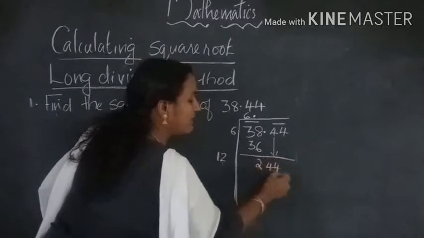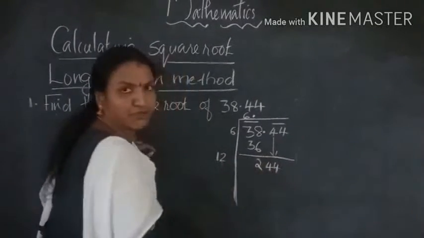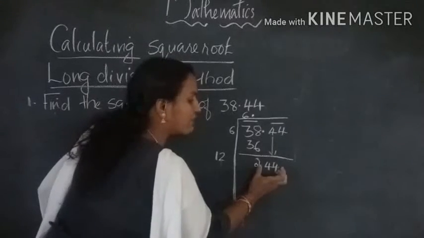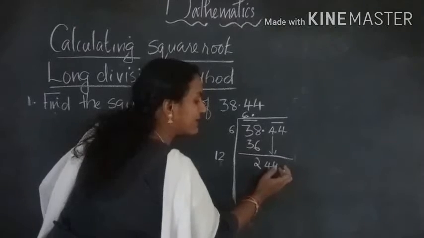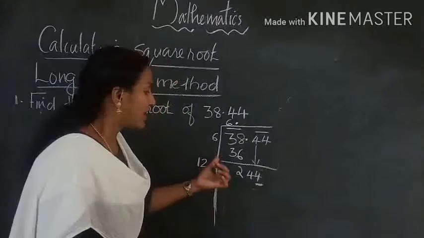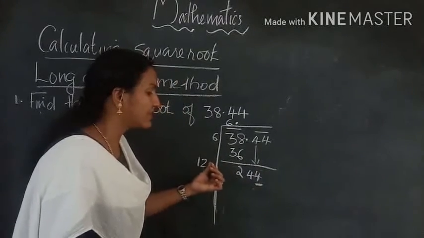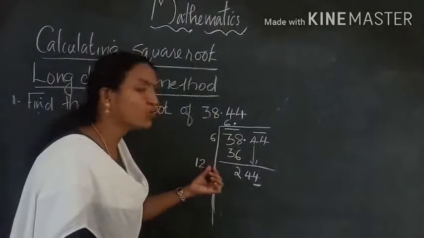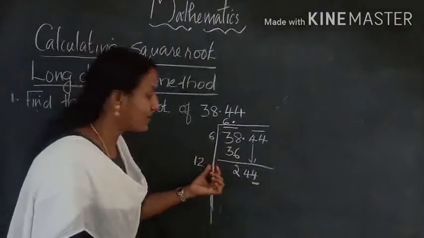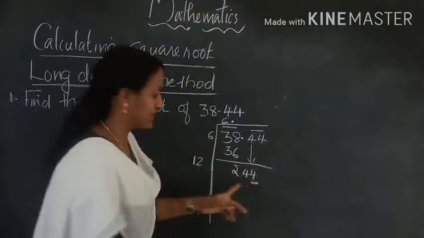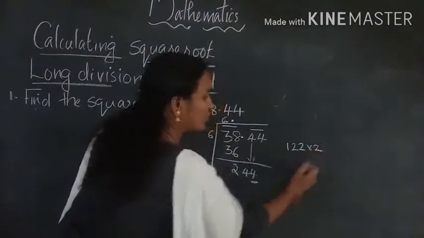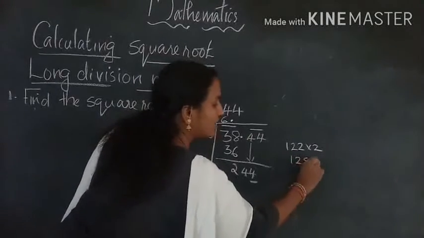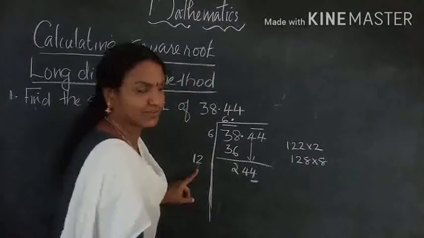We get the new dividend 244. The 244 has 3 digits. The number ends with 4. The last digit of the new divisor can be either 2 or 8. Why does this number end with 4? So, it is 122 into 2, otherwise 128 into 8.